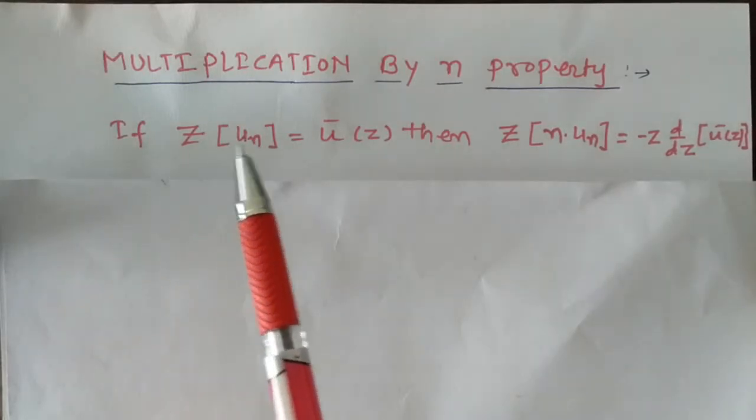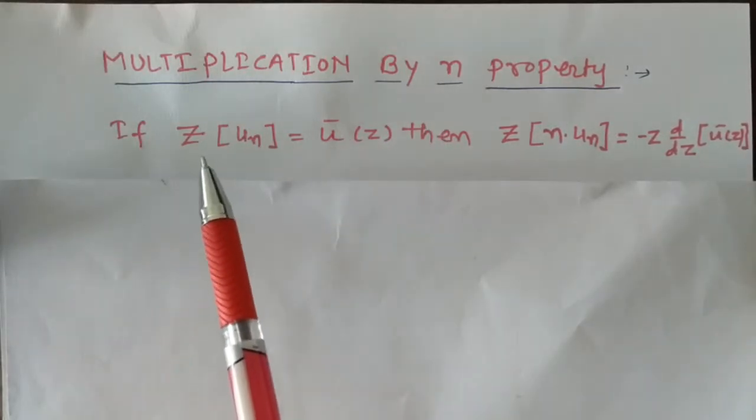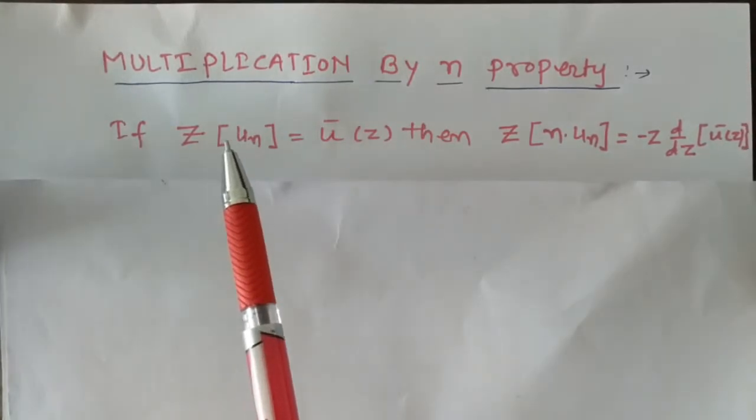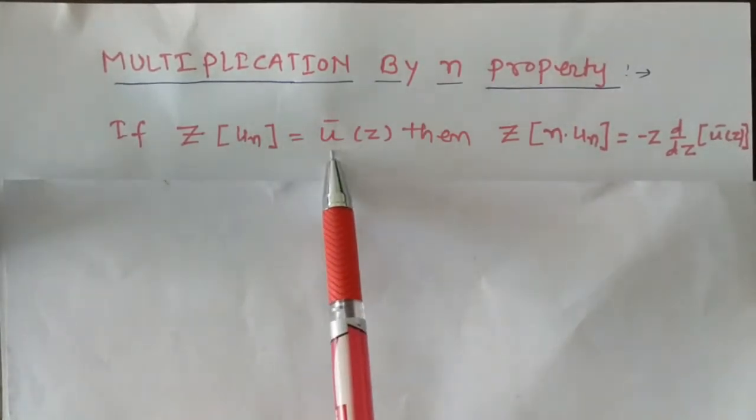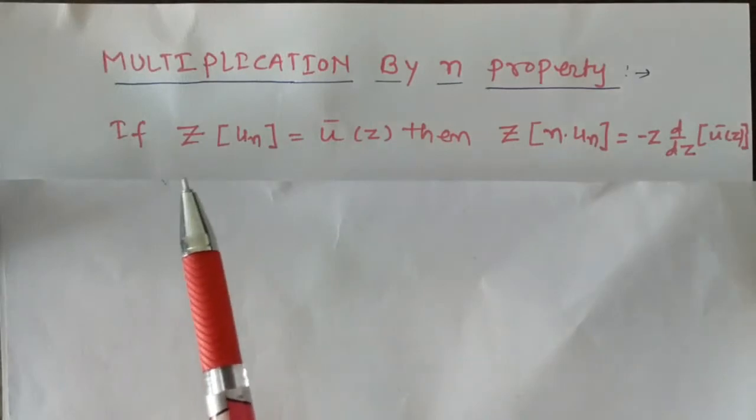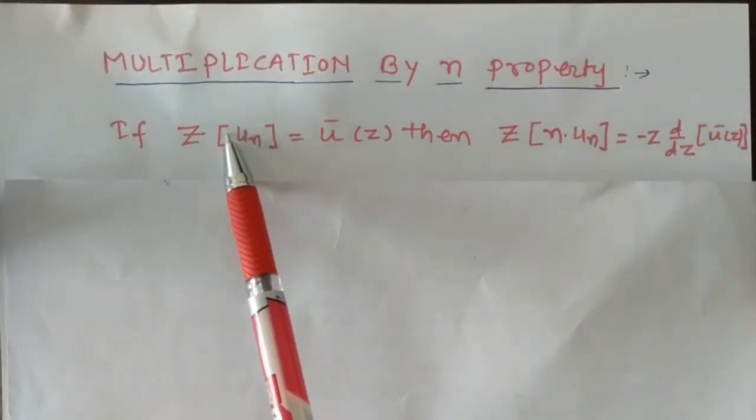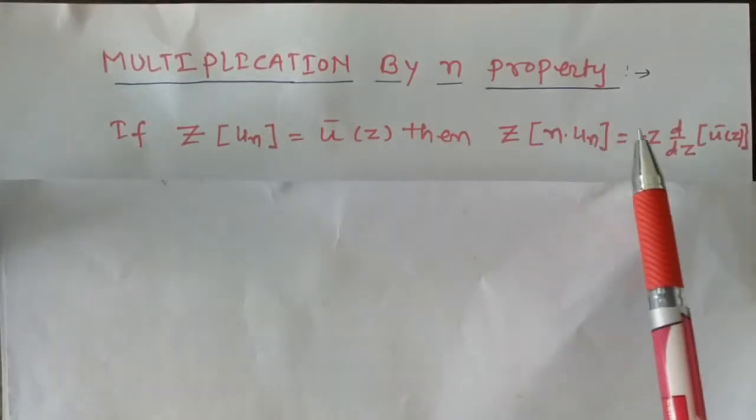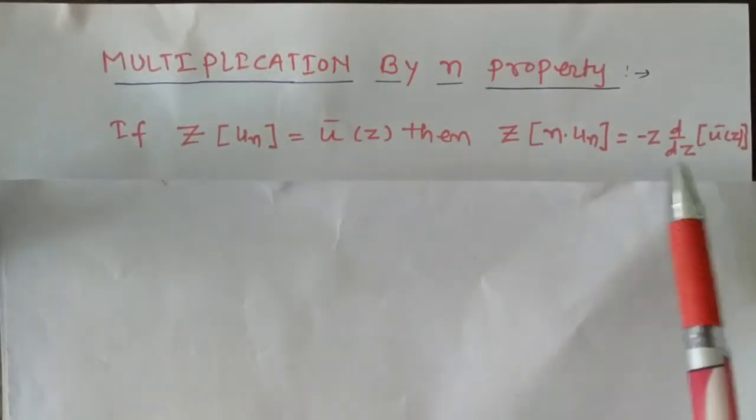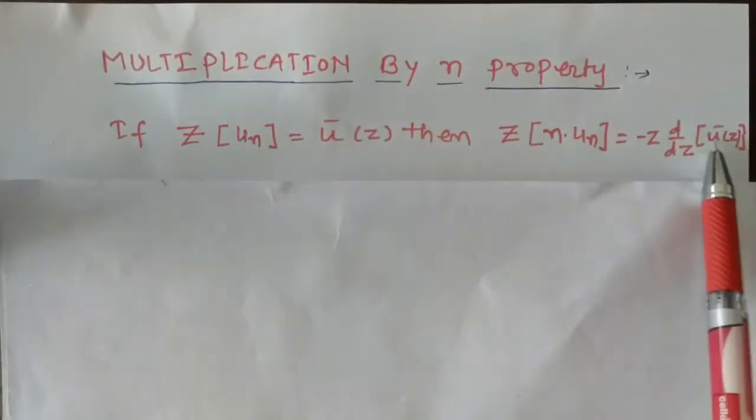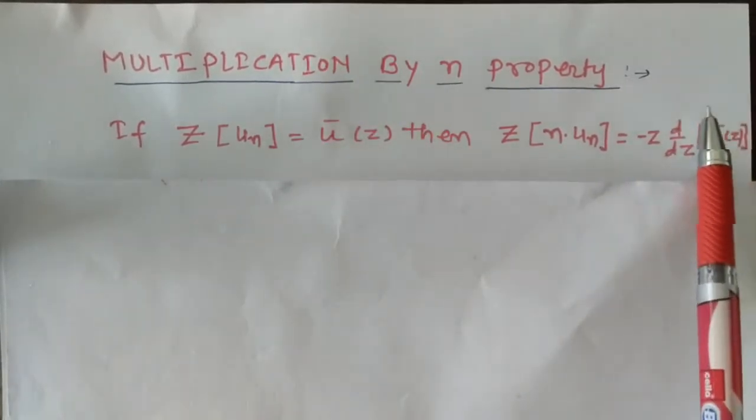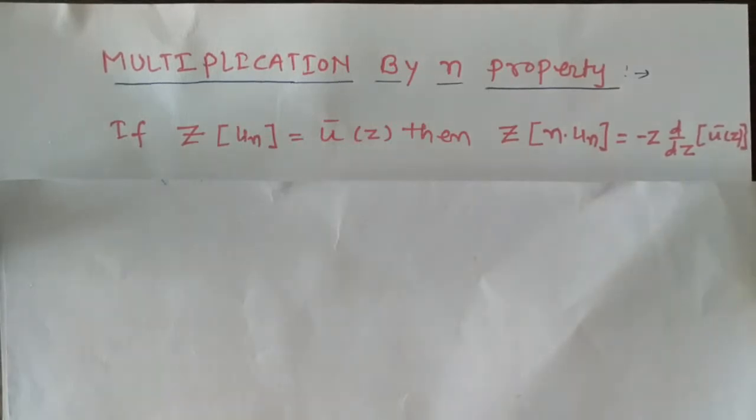Again, multiplication by n property states that if Z transform of the sequence u_n is U bar(z), then Z transform of the sequence n u_n is minus z multiplied by the derivative of U bar(z) with respect to z, that is d by dz of U bar(z). This is called multiplication by n property. Now we establish this result.